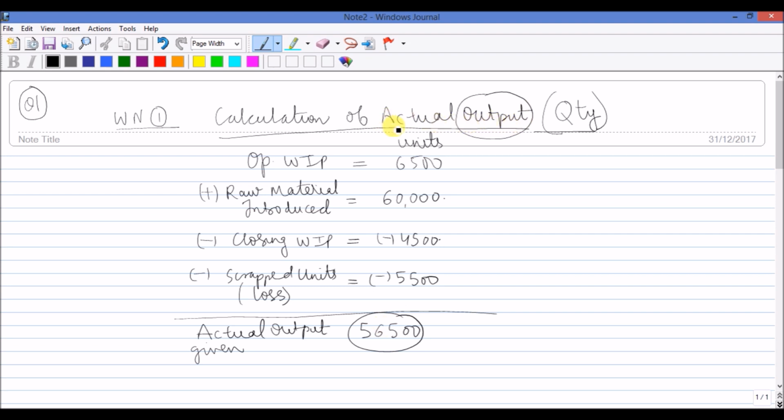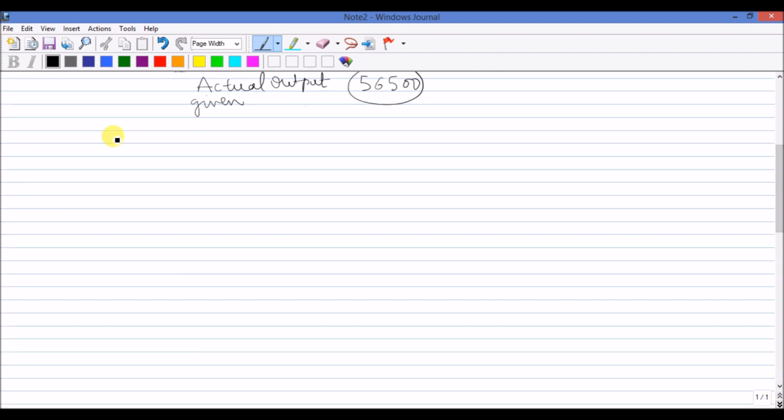So friends, the reason you need to calculate the actual output is that in this problem the actual output was given to you, but in other sums they might not give it. So it's better to do this working. Now I'm going to working note 2. The scrap units which they have given us comprise normal loss and abnormal loss. So the scrap units are made up of normal loss and abnormal loss.